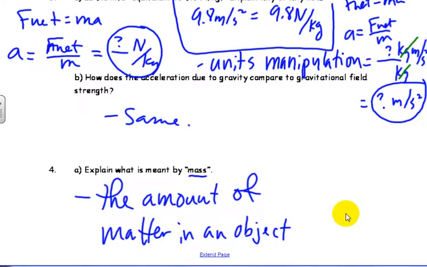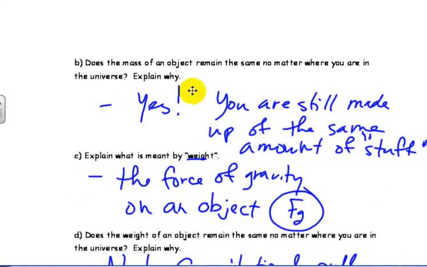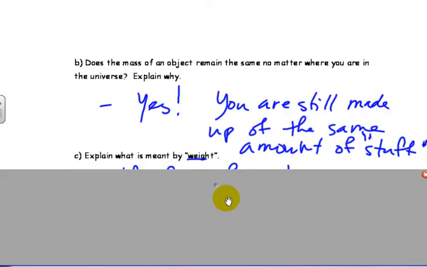Mass represents the amount of matter in an object. So the amount of stuff that makes up an object itself, that is considered to be the mass. Does the mass of an object remain the same no matter where you are? Yes, it does, because the amount of stuff in you does not change.